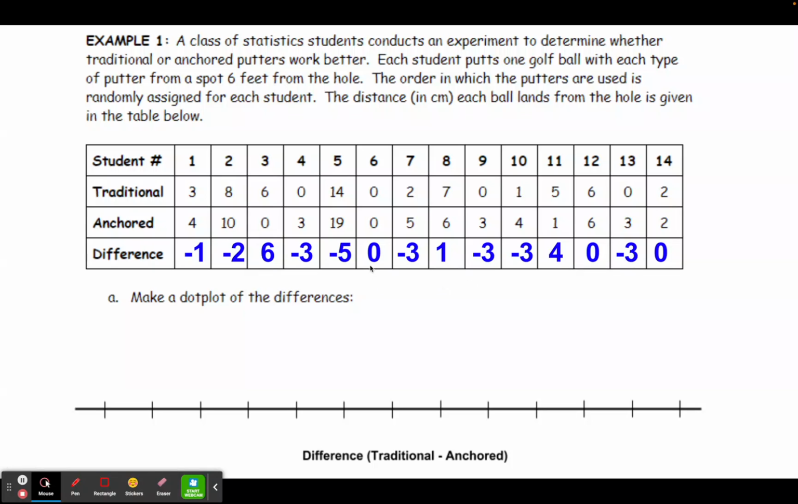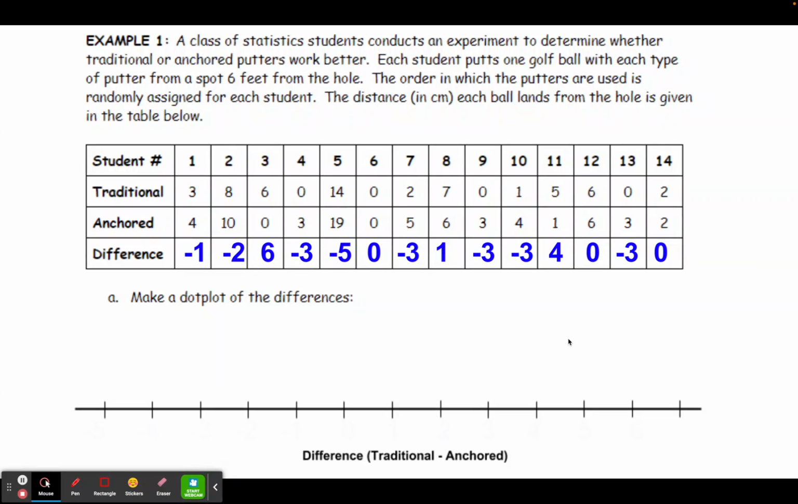Now, a difference of 0 doesn't mean that they got a hole in one, although that did happen with student number 6. They were able to make their putts with both putters, but it means that their distance was equally far from the hole. So look at student 12, for example. With both putters, this golf ball ended up 6 centimeters from the hole for a difference of 0. That means it didn't matter which putter that student used, they still landed their golf ball 6 centimeters from the hole.